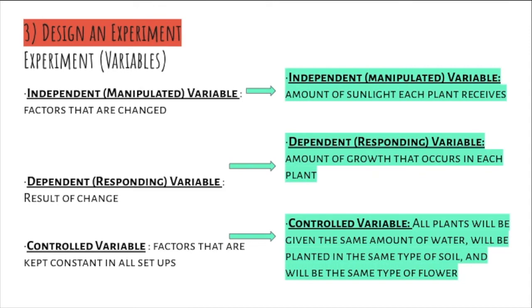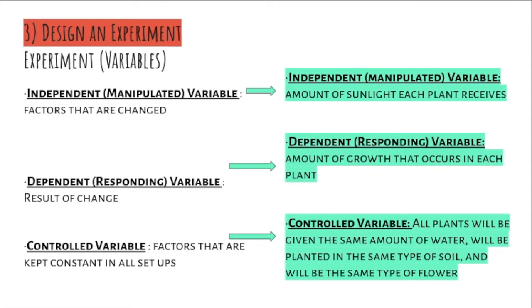Dependent variables are measured by the scientist and change as a result of the independent variable. So in our scenario, the amount of growth that occurs in each plant is the dependent variable. Plant growth responds to, or is a result of, the amount of light it was exposed to.